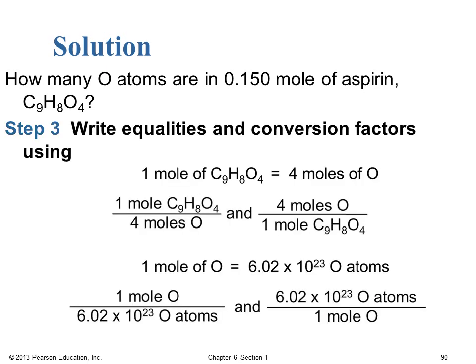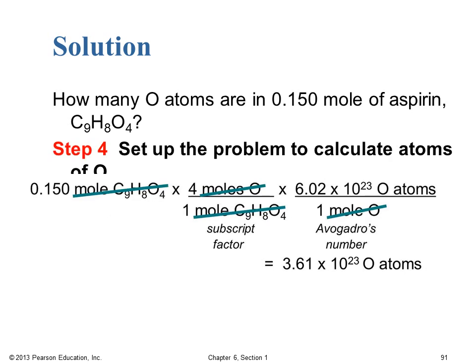And so we want to convert our moles of aspirin to moles of oxygen. So we want to have the moles of aspirin cancel out. So we want to use the 4 moles of oxygen per mole of aspirin. And then we want our moles of oxygen to cancel out and be left with oxygen atoms. So we want to use the 6.02 times 10 to the 23rd oxygen atoms per 1 mole of oxygen conversion factor. So we set it up, and our moles of aspirin cancel out, our moles of oxygen cancel out, and we're left with 0.15 times 4 times 6.02 times 10 to the 23rd oxygen atoms is equal to 3.61 times 10 to the 23rd oxygen atoms.